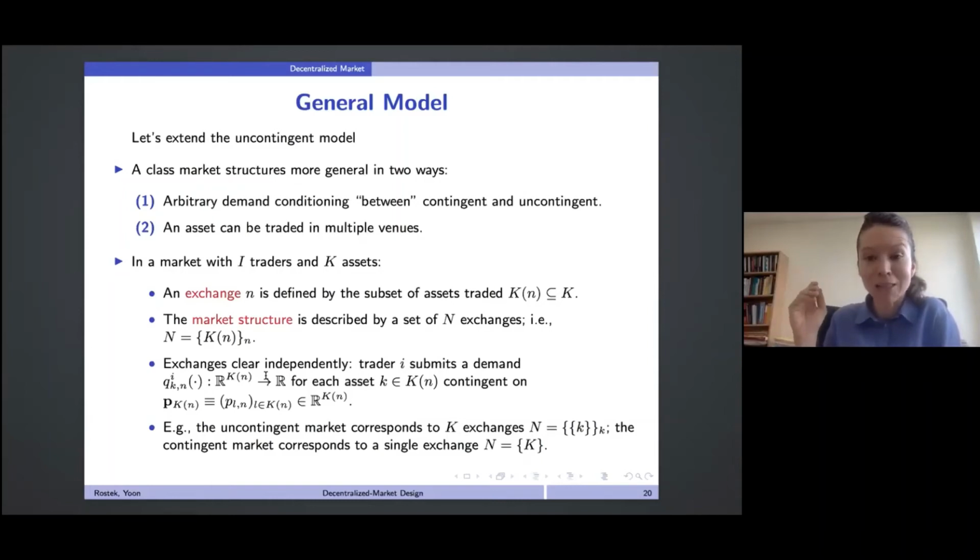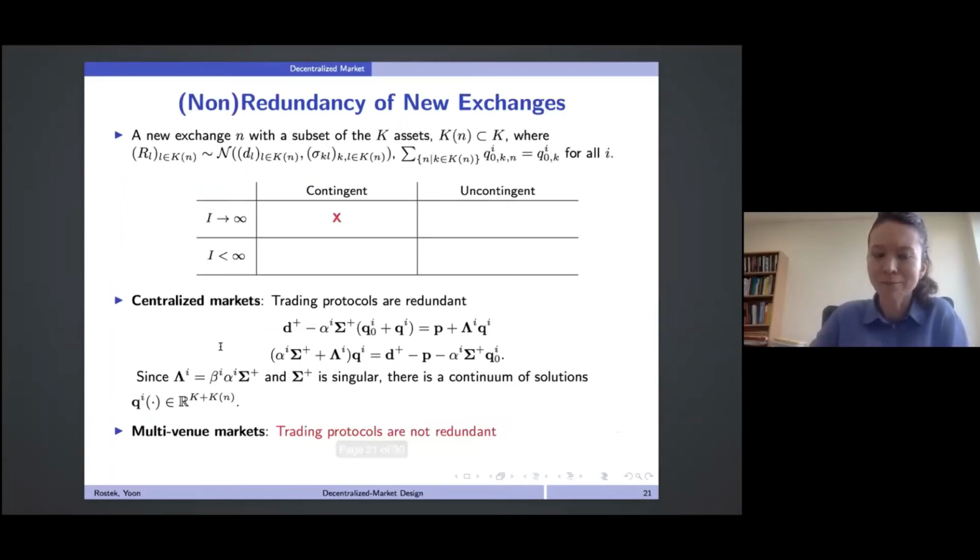This allows multiple assets per exchange. In addition, let's allow an asset to be traded in multiple venues. So the market is described by a collection of exchanges, each defined by a subset of assets traded. Traders' demands condition on the prices of the assets traded within an exchange, and they are still uncontingent across exchanges. So the market clears exchange by exchange, and not necessarily asset by asset. The method to characterize equilibrium as a fixed point in price impact matrices carries over to these more general market structures. Now price impacts are block diagonal matrices.